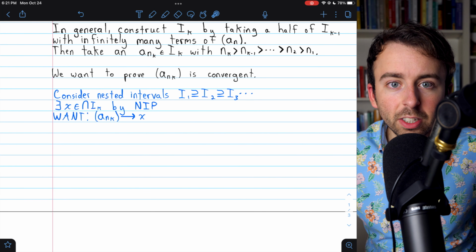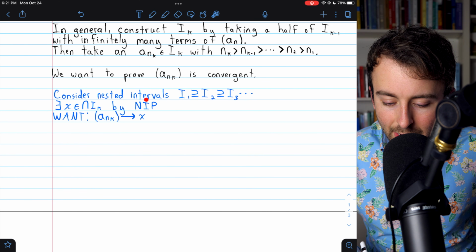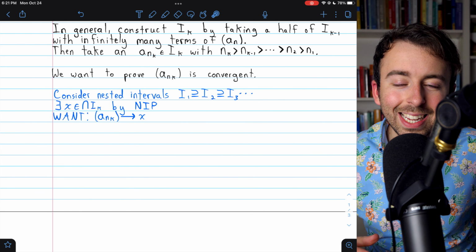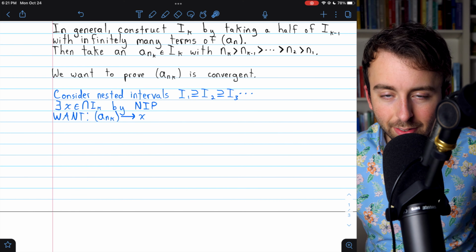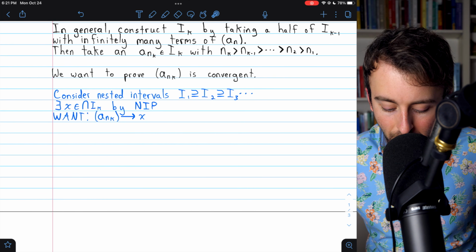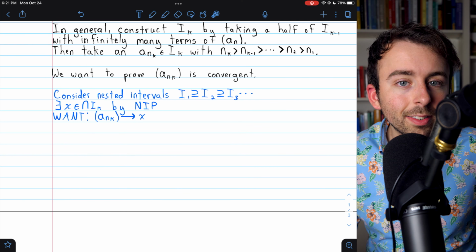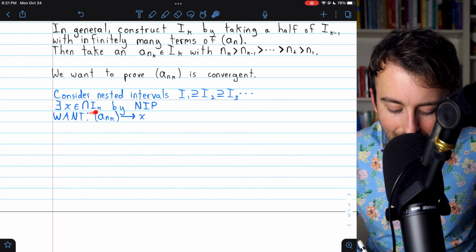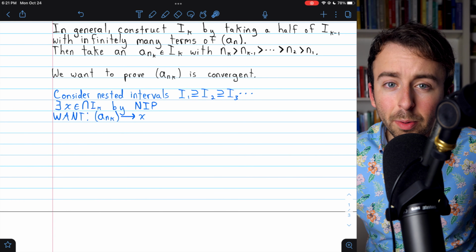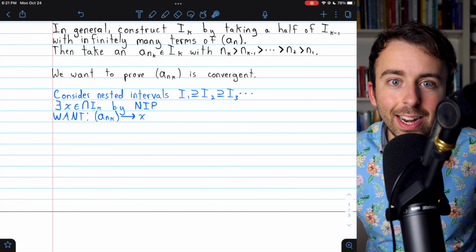What is it converging to? This is where the nested interval property comes in. Consider the nested intervals that we've constructed: I1, I2, I3, each one being an infinite half of the previous interval, a half that contains infinitely many of our sequence's terms. Then, by the nested interval property, we are guaranteed an element, say x, that exists in the infinite intersection of all of these nested intervals. There's some element x that belongs to every single one of them. This is going to be our candidate for the limit.